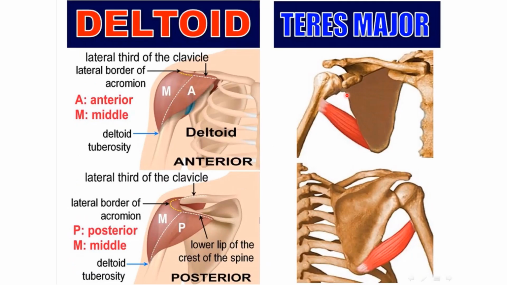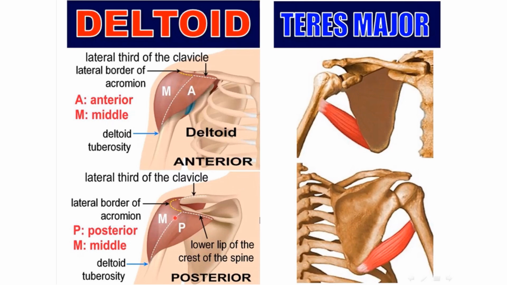Okay, so let's look at the other 2 muscles of the shoulder, the deltoid muscle and the teres major muscle. Remember, we spoke about the 4 rotator cuff muscles: the supraspinatus, infraspinatus, teres minor muscle, and then the subscapularis. The other two shoulder muscles are the deltoid muscle and the teres major muscle. So this is the deltoid muscle.